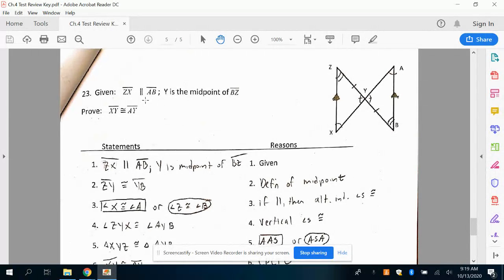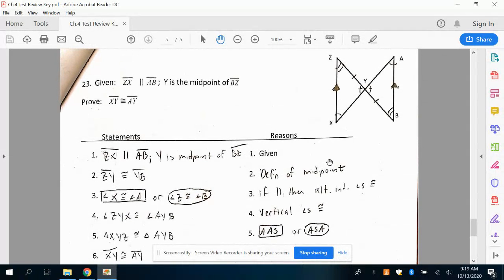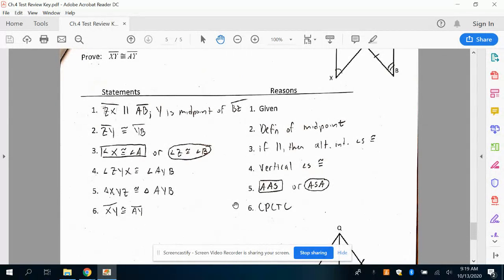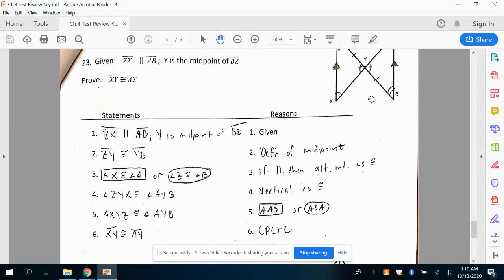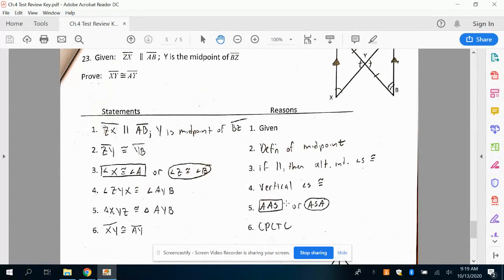Then you have parallel lines. So with the parallel lines, you have 2 options of angles that you could say are congruent using alternate interior angles. You can either do X and A, or you can do Z and B. It depends on which one you pick. You can pick either one, but your answer here is going to be dependent on which one of these 2 you pick. And then you have a pair of vertical angles here. So XYZ is congruent to AYB because vertical angles are congruent.